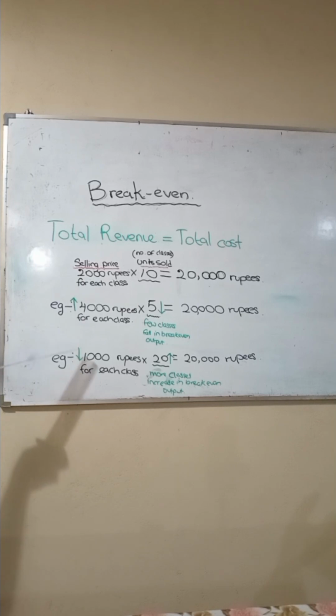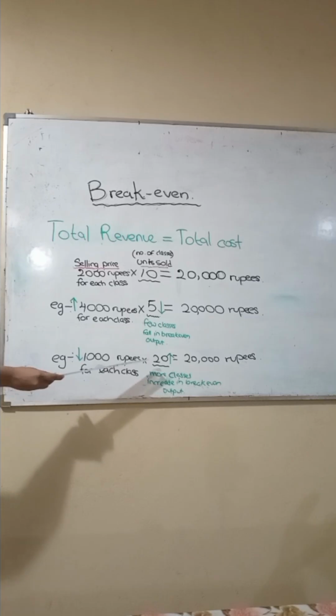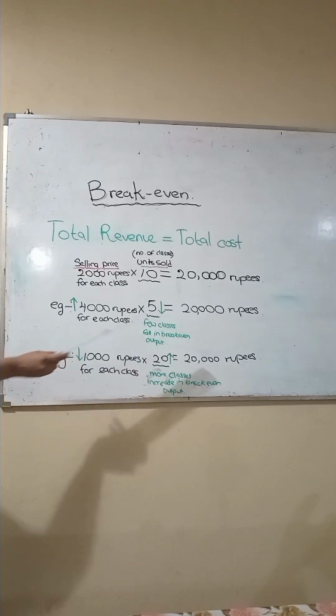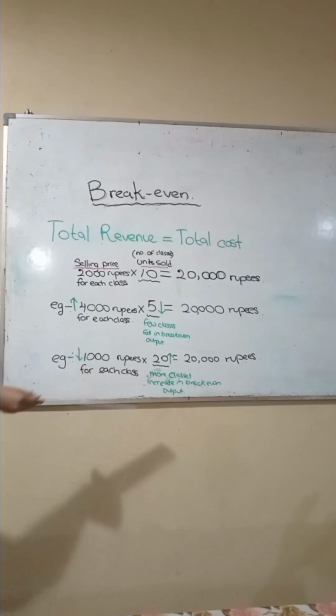Now if I reduce the price of my classes, what will happen? I will have to teach at least 20 students to cover up my cost, which is 20,000 rupees. So you can clearly see, when you reduce the selling price, you will have to increase the break-even output. You will have to do more classes to cover up your costs. And if you increase the selling price, you will have to sell fewer products to cover up your cost. This is something that you need to know.